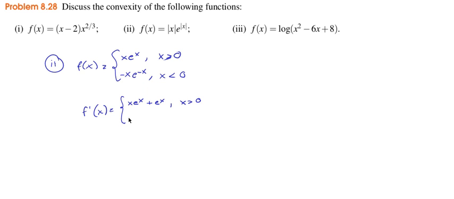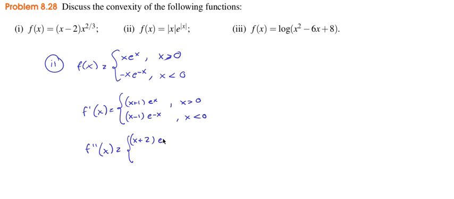And then we have plus x e to the minus x minus e to the minus x when x is smaller than 0. Or in other words, this is (x plus 1) e to the x, and this is (x minus 1) e to the minus x. Now we compute the second derivative, using the same argument: this is x plus 1 plus 1, so it's (x plus 2) e to the x when x is greater than 0, and (minus x plus 2) e to the minus x when x is smaller than 0.